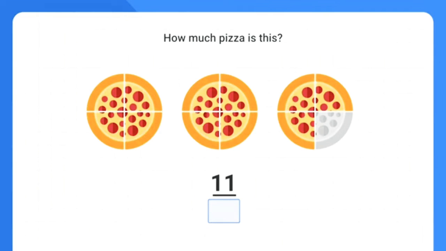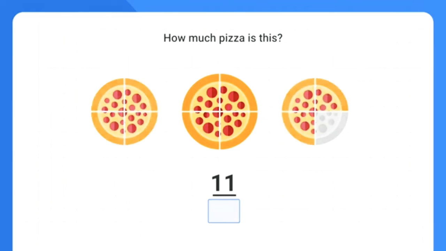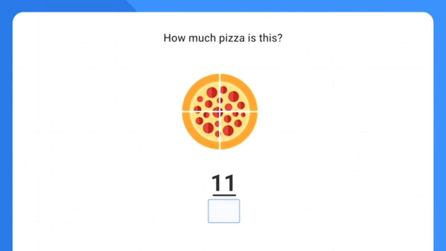Well, the denominator is always the number of parts in one whole. If we look at just one whole pizza, we can see that it's made of 1, 2, 3, 4 parts or pieces. Each of these pieces is 1/4 of a pizza, so our denominator is 4.